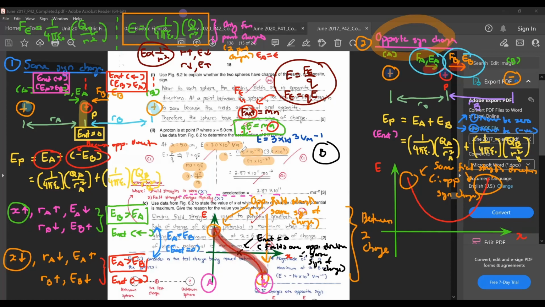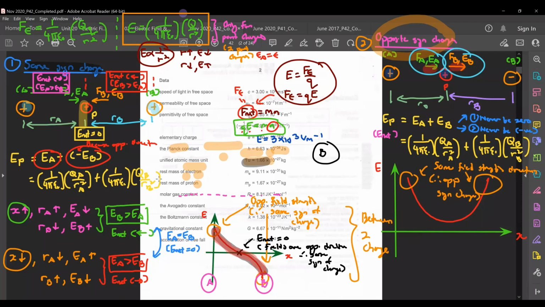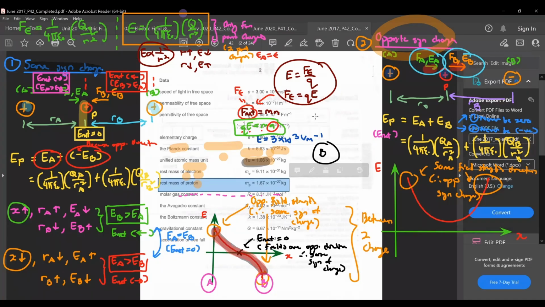Q is your charge of electron. Proton and electron carry the same magnitude of charge. It's 1.6 times 10 power minus 19. Your field strength is something you got from your question paper. Your mass, 1.67 times 10 power minus 27, is something you get from your data sheet, specifically the second page again. You see there's mass of proton here, 1.67 times 10 minus 27. You get it from there.